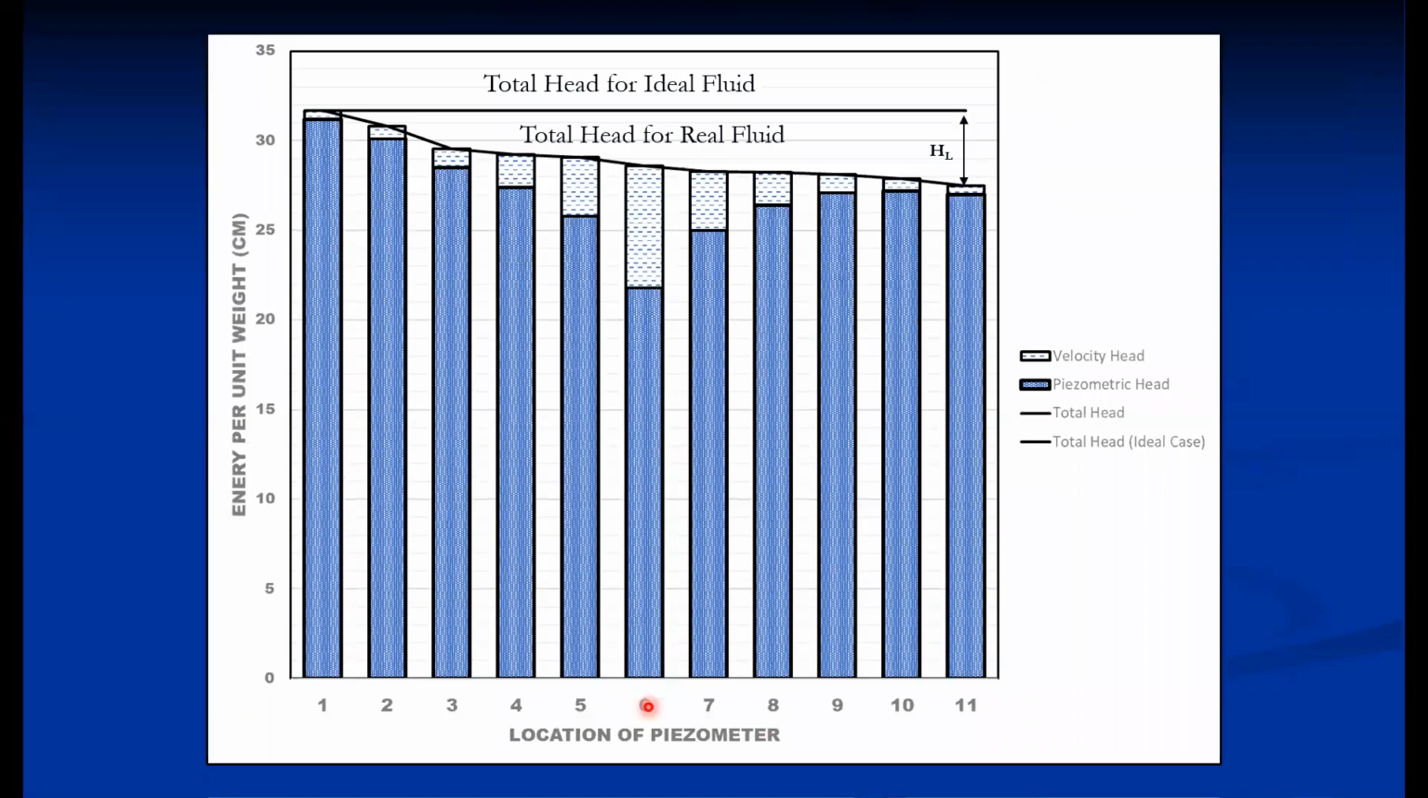Then we can show it graphically also. So by taking energy per unit weight, that is in centimeter, on the y-axis, and location of piezometer, 11 locations are there. So the blue colors, these are the difference in piezometric head, or we can say pressure head. Lowest pressure head is here.